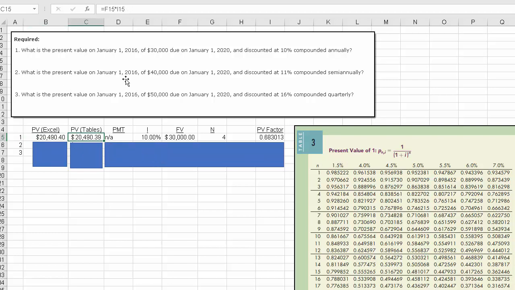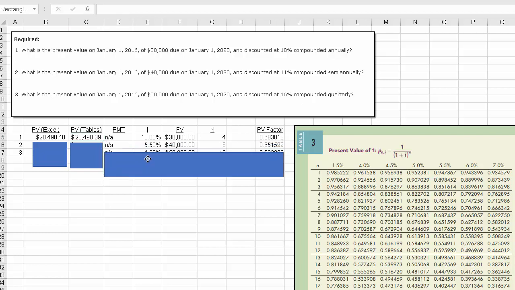What's the present value of $40,000 due in 4 years, discounted 11%, compounded semi-annually. Okay, there's no payment, but the interest rate is not 11%. The interest rate is 11% divided by 2. We need to come up with the interest rate per period. So that's 5.5, and that means instead of 4 years or 4 periods, we've got 8, right? Now, technically, I probably should have entered it this way, equals 4 times 2, right? 4 years, 2 compounding periods, semi-annually means 2 per year.